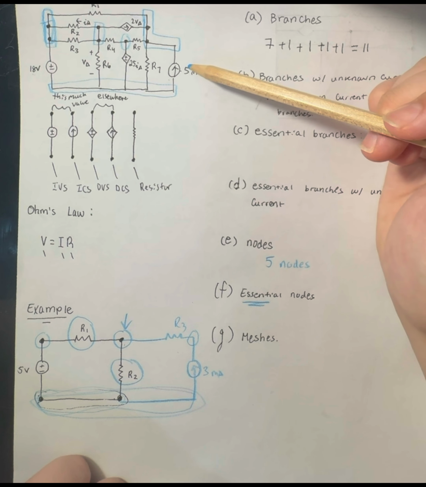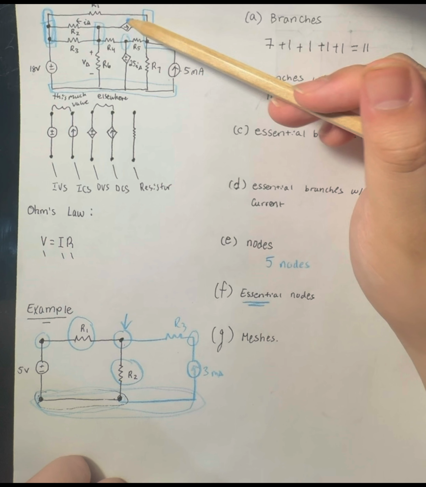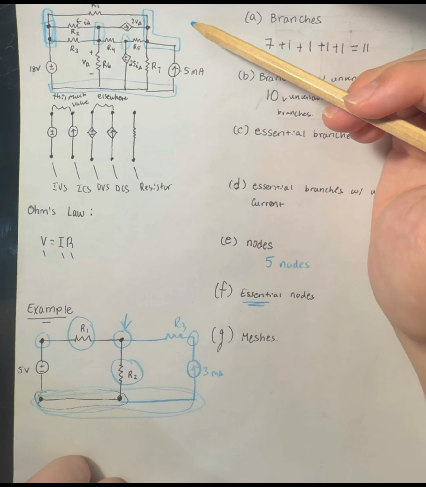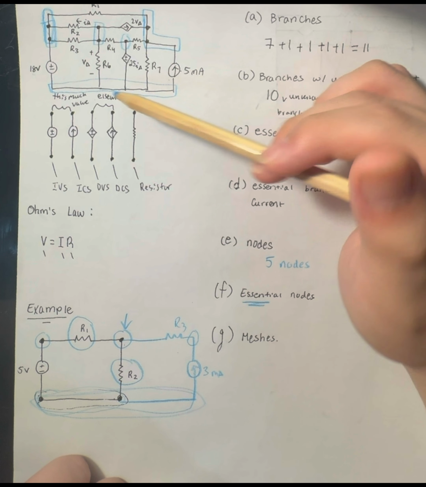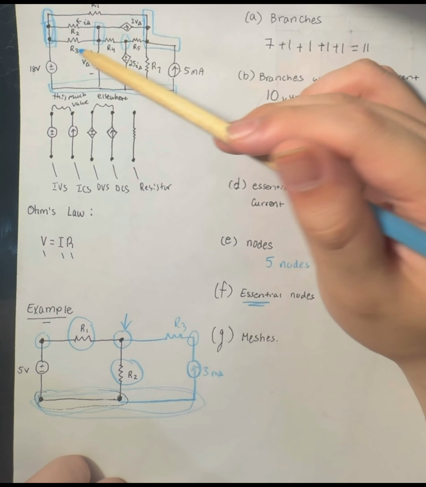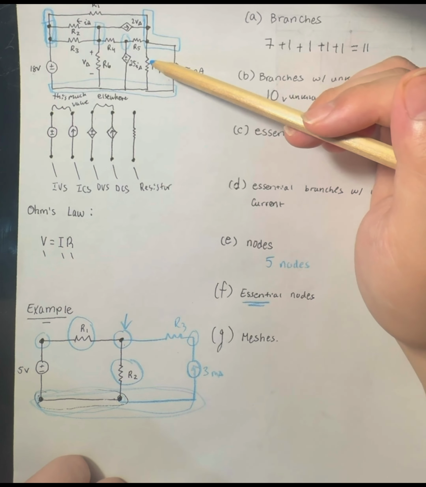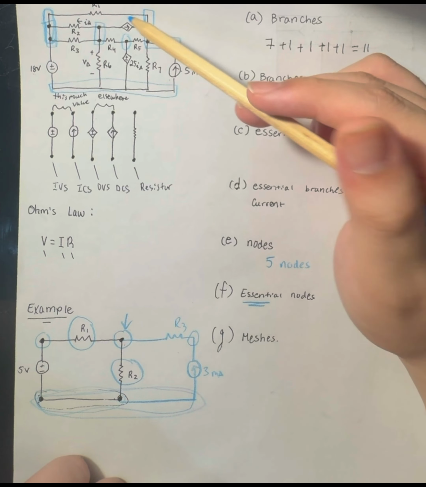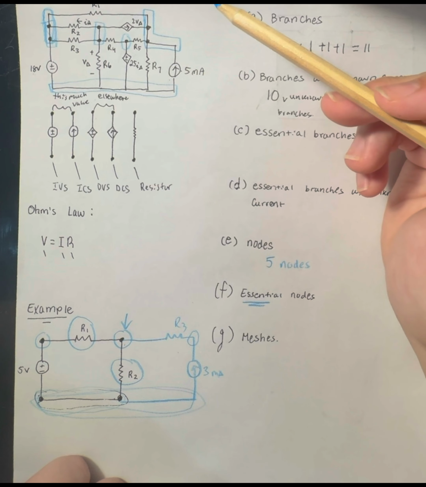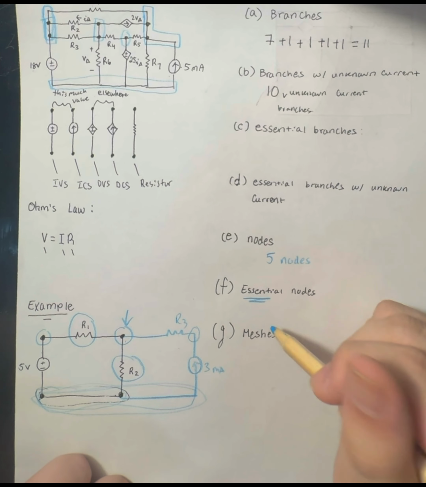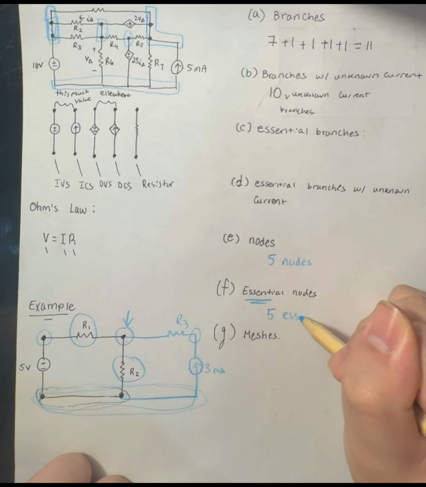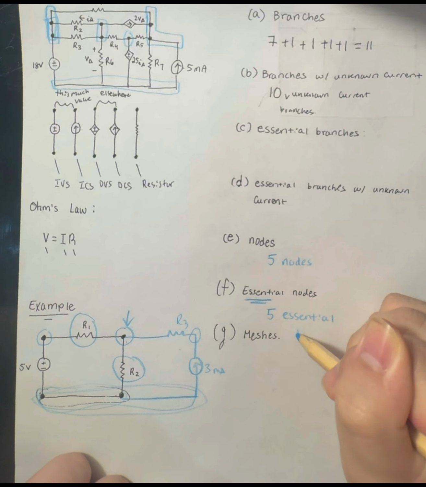What about the one over here? Again, it connects to 1 element, 2, 3, 4 elements. That's more than 3, so we call it an essential node. And the bottom one over here connects to 1, 2, 3, 4, 5, which is also greater than 3. So all 5 of these nodes are essential nodes. There are also 5 essential nodes.